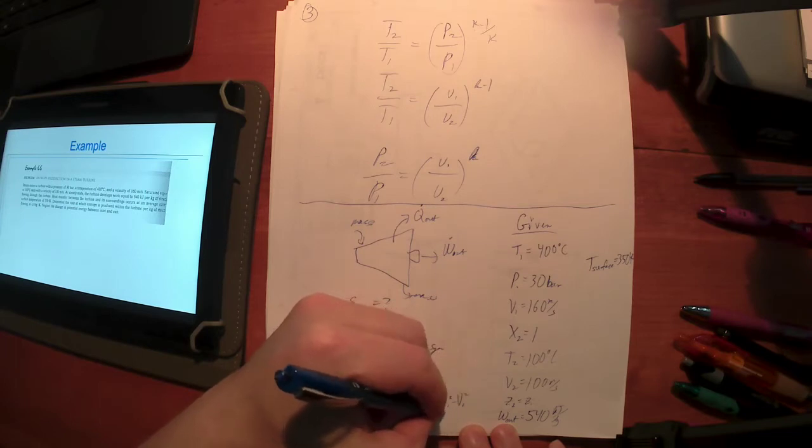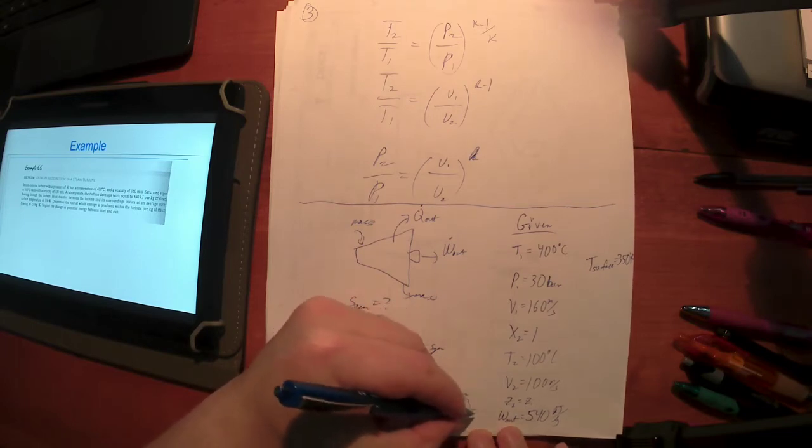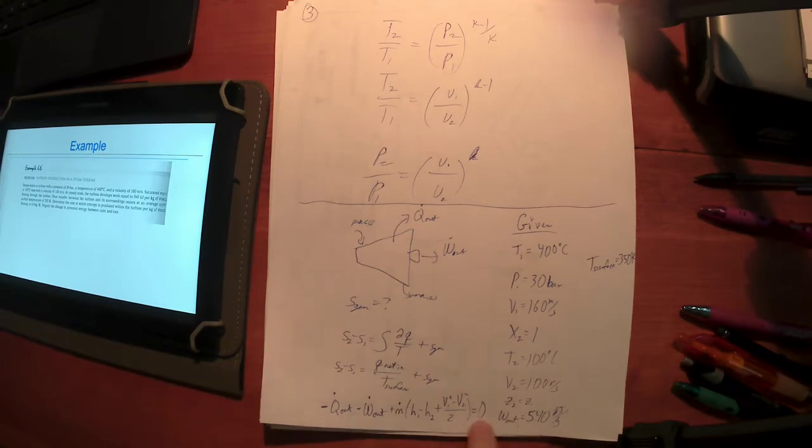So I don't have to compute my V's, but the fact they gave them to me, I need to consider them. And the fact that it's flowing steady, that's equal to 0.